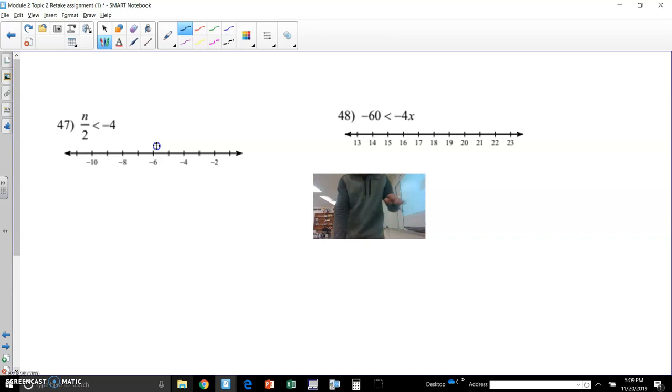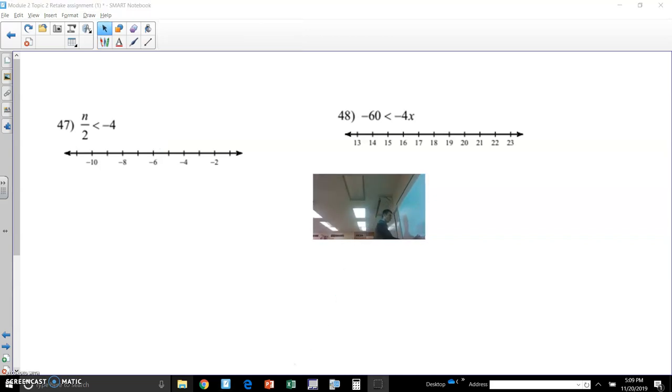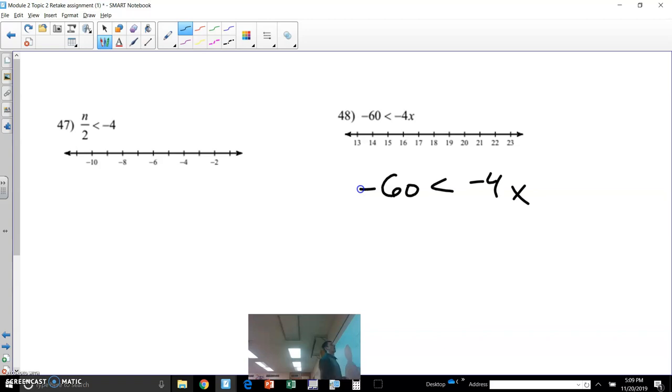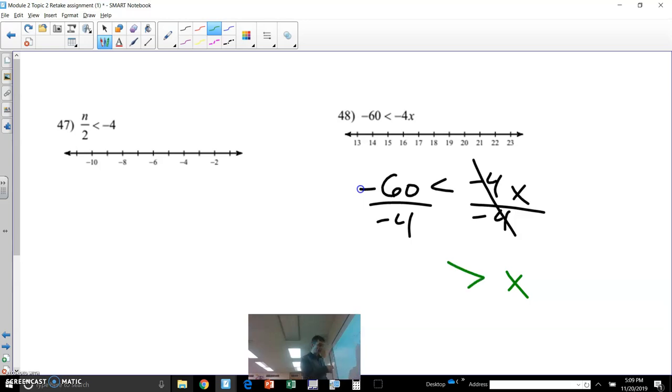So let's look at one like number 4, for example. Number 4, I'm trying to get x by itself. So I'm going to write it down here to make it a little simpler to talk about. To get x by itself, I would have to divide -4 away from x. But that's exactly what I'm talking about. This sign would have to change directions because you divided by a negative. -60 over -4 is +15.